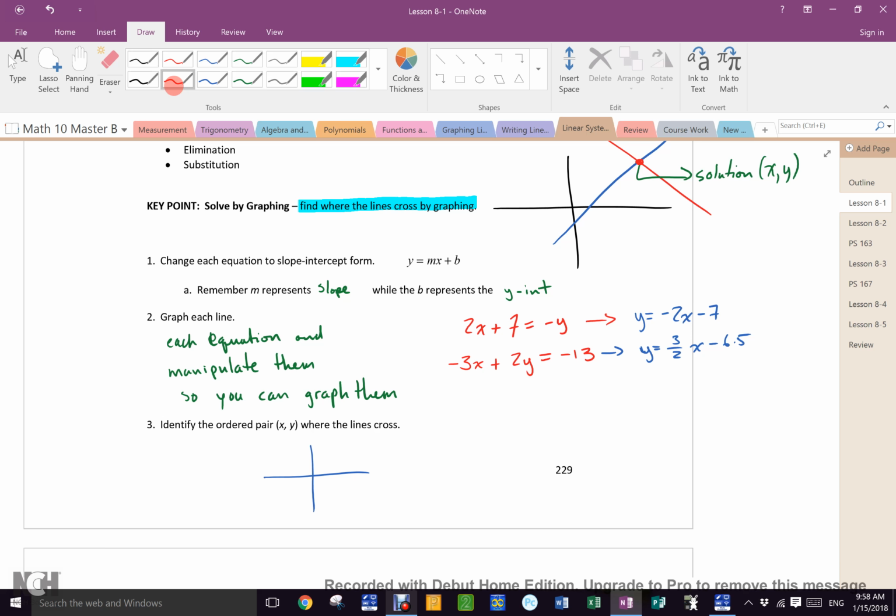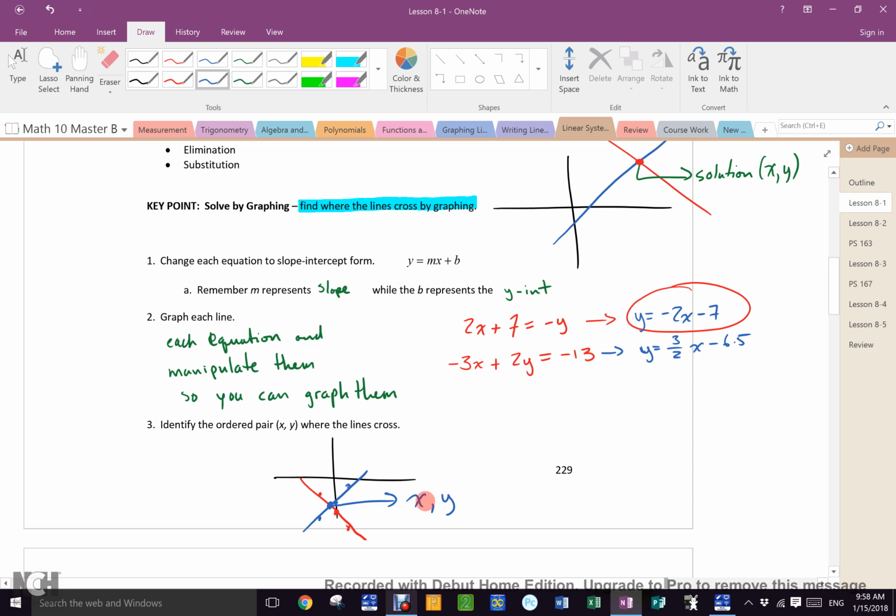So the red, oh, I should have done two colors there. Sorry, guys. That guy will do in red. We go down to -7. He's got a slope of -2, right? So down 2 over 1, up 2 over 1, like that. Everybody agree? And this guy is down at -6.5, which is a little bit above, and it's got a slope of 3/2, right? So up 3 over 2, down 3 over 2. There's the cross.